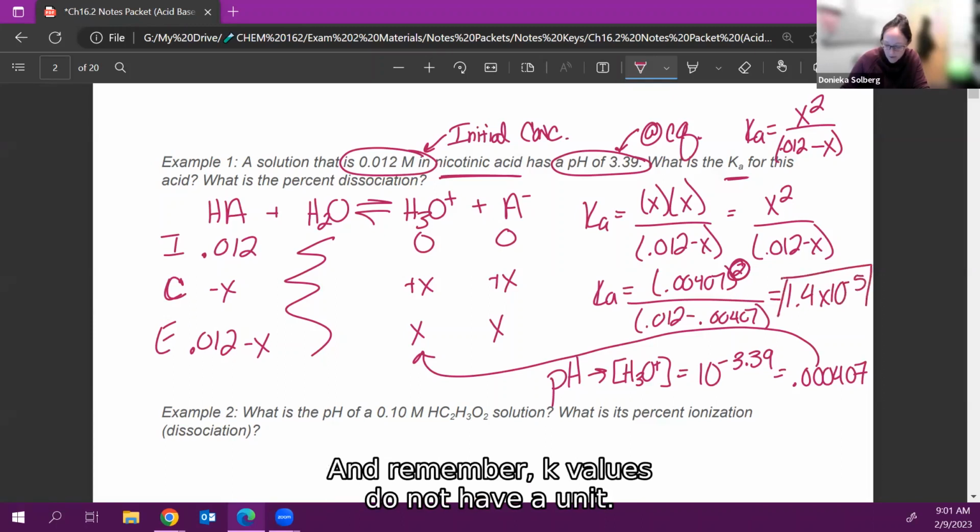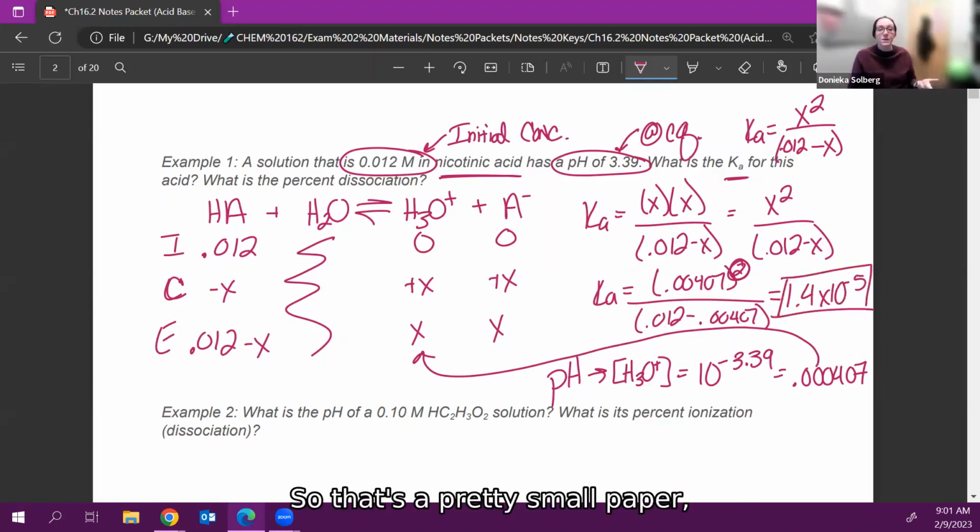And remember, K values do not have a unit. So that's a pretty small K. Makes sense. Weak acid. Great.